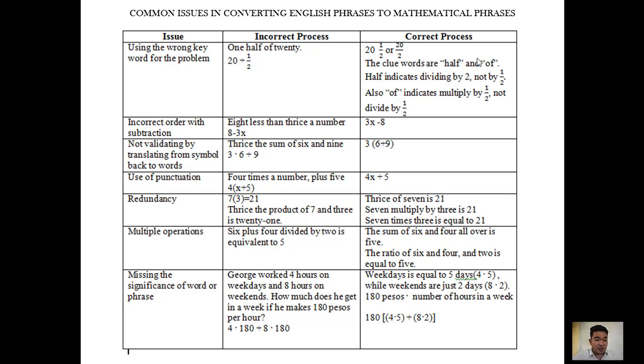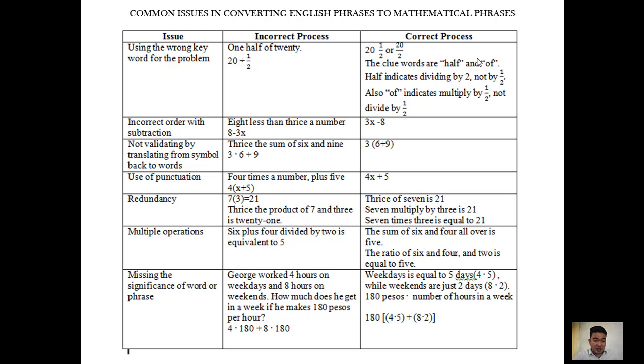And then the next issue is redundancy. 7 times 3 equals 21. "Thrice the product of 7 and 3 is 21." So what would be the correct one? Thrice of 7 is 21. 7 multiplied by 3 is 21. 7 times 3 is equal to 21.